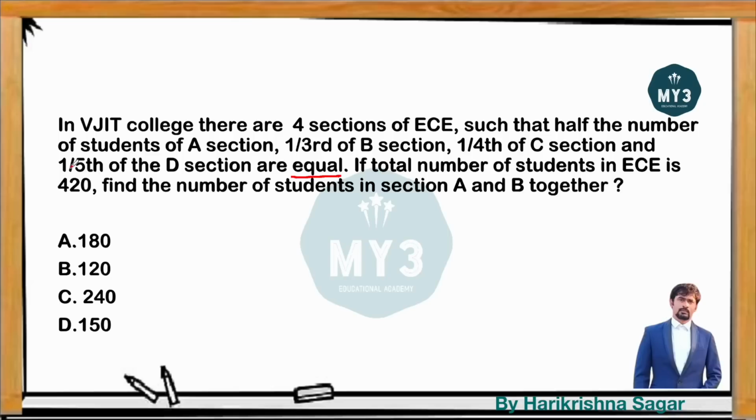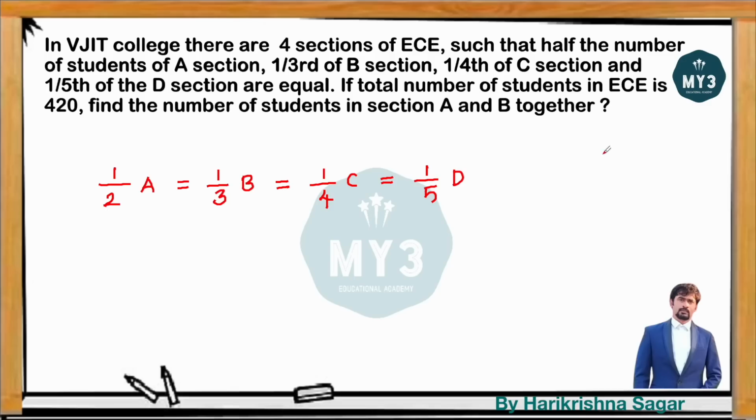If the total number of students in ECE is 420, then find the number of students in section A and B together. So the total number of students is also given as 420. That means all the students together, A section, B section, C section and D section of ECE, all of them is equal to 420. And we just need to find out the number of students in A and B section together. That is the question here.